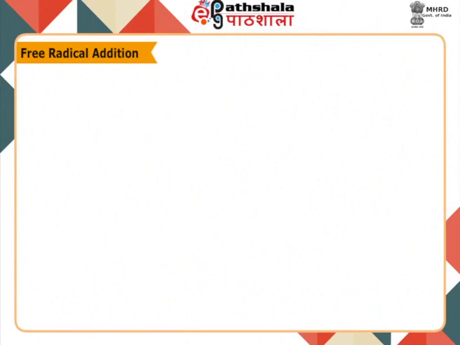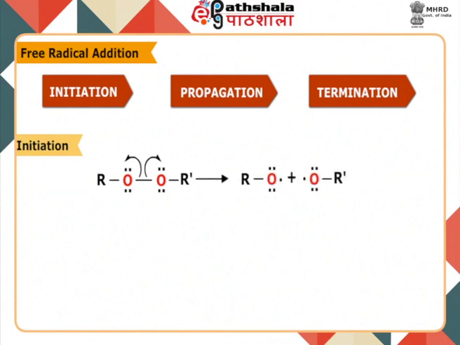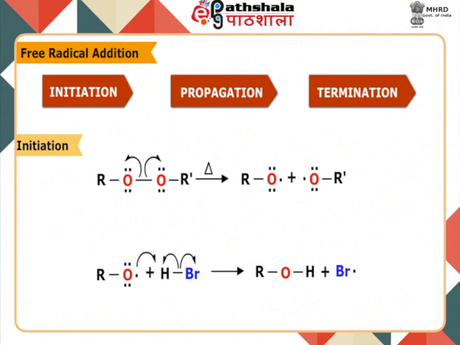The three steps involved in a free radical addition mechanism are initiation, propagation, and termination. The first step is initiation, in which free radicals are formed from neutral molecules. Peroxide contains a weak oxygen-oxygen bond. Homolytic dissociation of peroxide into two alkoxy radicals by heat or light occurs, and subsequent abstraction of a hydrogen atom from hydrogen bromide by this radical results in the formation of a bromine radical.